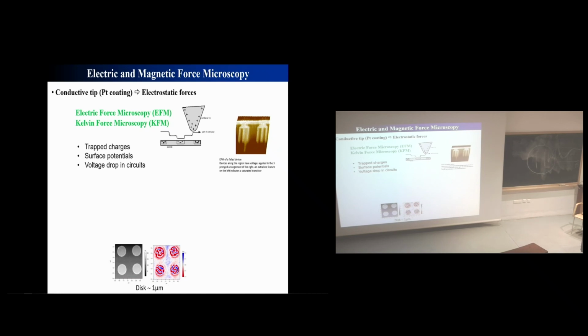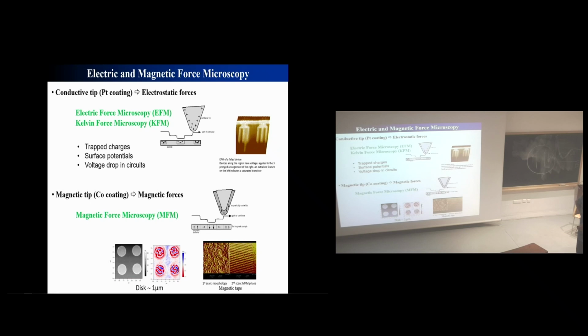Okay, so if you cover your tip with a conductive material like platinum, you can measure electrostatic forces. So this is EFM and KPFM. You can measure trapped charge, surface potential, and even voltage drop in a working circuit. If you coat your probe with a magnetic coating, you will measure magnetic forces, of course also electrical forces, but you can make the difference. And then, as you can see here, you can measure topography and some funny domains in the disk.